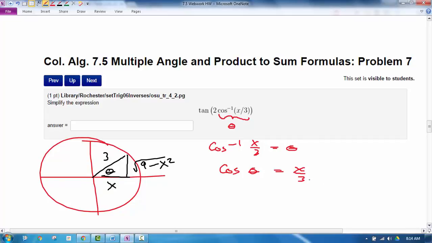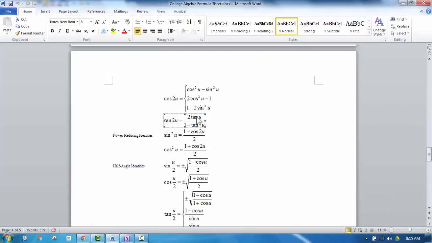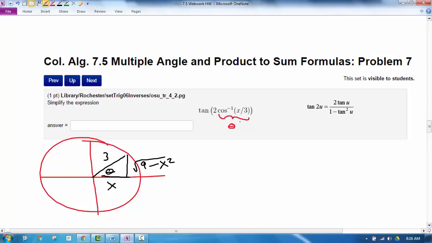And now we're looking for the tangent of 2 theta. So I'm going to rewrite this as the tangent of 2 theta, where my theta is right here. Now the tangent of 2 theta is right here in the formula sheet. So let me copy that down. All right, it's right here. Only we're using theta and not u. So we want 2 times the tangent of u, or theta. Now tangent of theta is opposite over adjacent, so that's the square root of 9 minus x squared over x. And then we want 1 minus the tangent squared of u. Now once again, the tangent is square root of 9 minus x squared over x, but we want that squared.